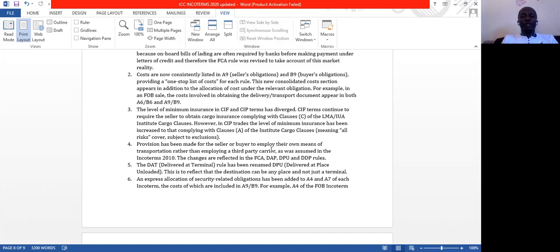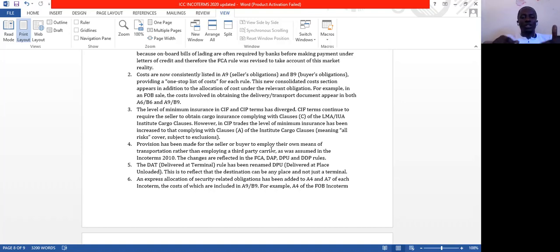Now, provision has been made for the seller or buyer to employ their own means of transportation rather than employing a third-party carrier, as was assumed in the Incoterm 2010. So the changes are reflected in the FCA. When you look at the DAP, the DPU, and the DDP rules, you'll find that one there. Then the DAT, that is delivered at terminal rule, has been renamed now.